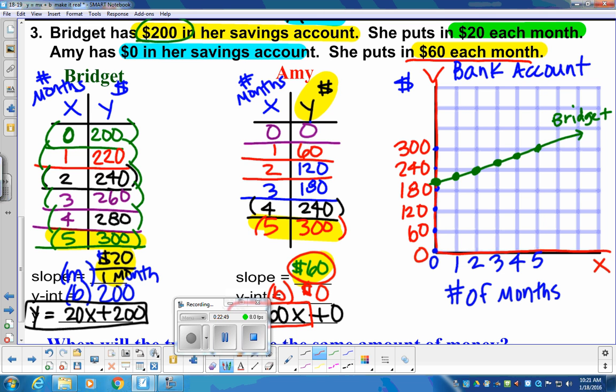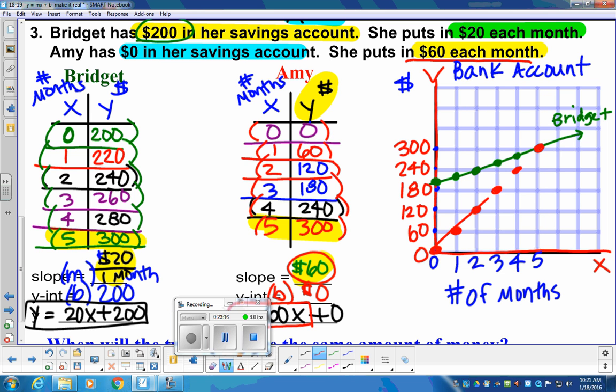We're now going to graph Amy. Amy actually starts at 0. She starts right down here at the origin. But this one's going to be a little bit easier to graph because of the slope. After 1 month though, she has $60. Nice intersection there because we're using her slope. Right 2 up 120. Right 3 up 180. You might see a pattern there. Right 4 up 240. And right 5 up 300.